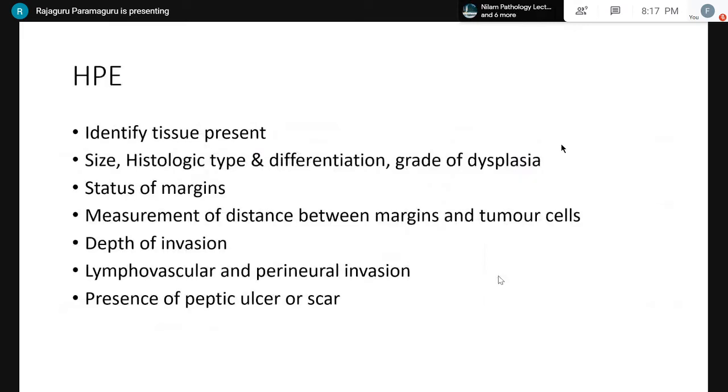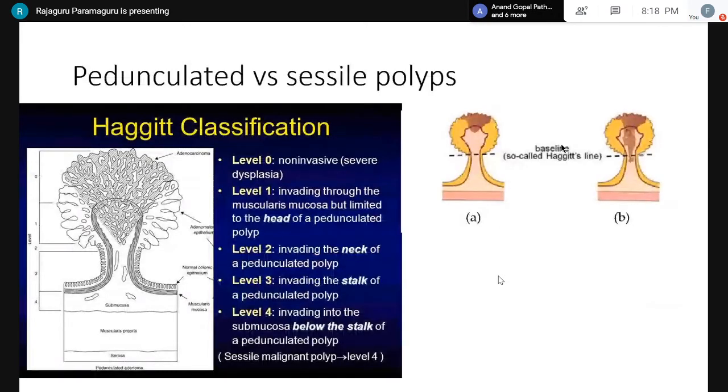So the histopathology will be to identify the tissue present, the size of the lesion, histological type and differentiation, grade of dysplasia, the margin status, and the measurement of the distance between the margin and the tumor cells, the depth of invasion, lymphovascular and perineural invasion, and presence of any other pathology. So for pedunculated and sessile polyps, you have different classification systems. For the pedunculated polyp, you have the Haggitt system of classification.